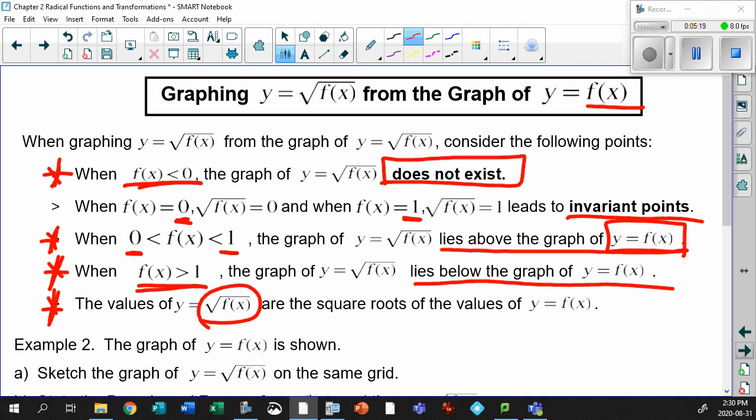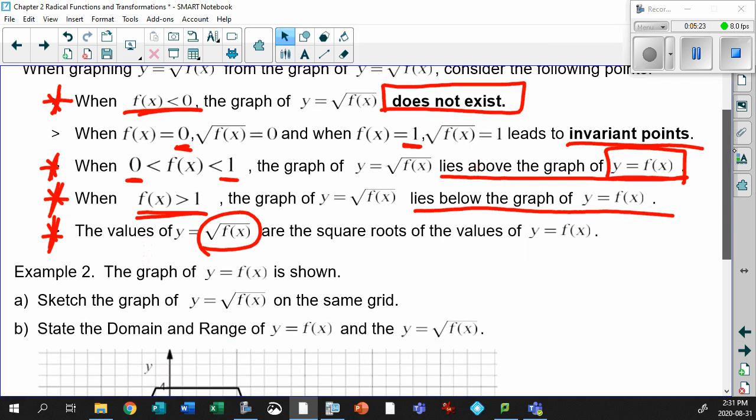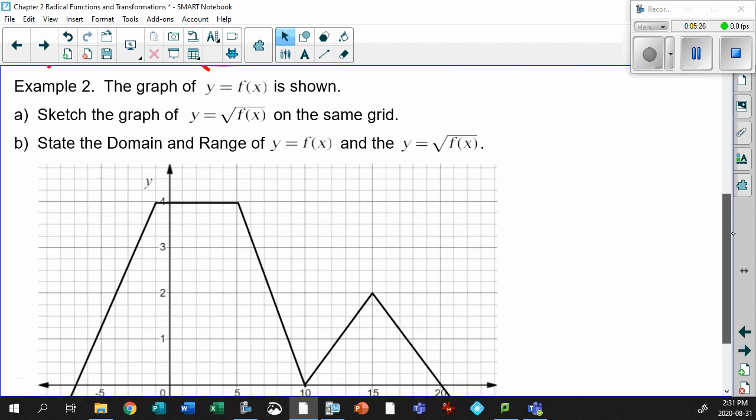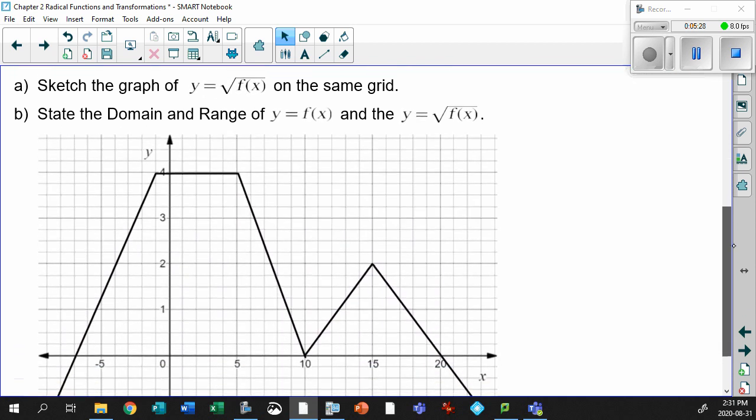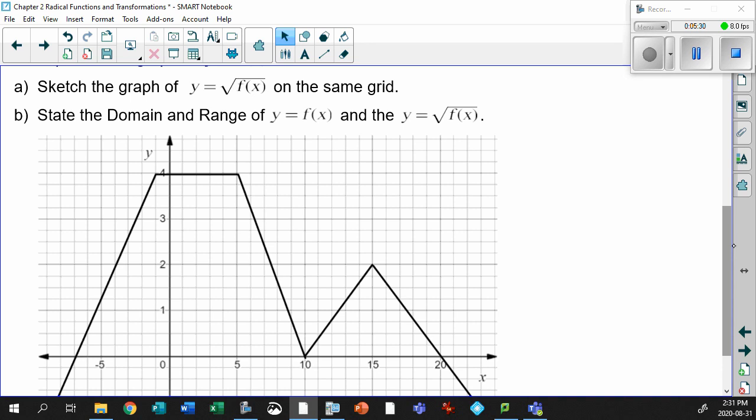So I have the most incredible question for you. You ready? Check this out, baby. Whoa, look at that monster. And it's going to say, sketch the graph of this.